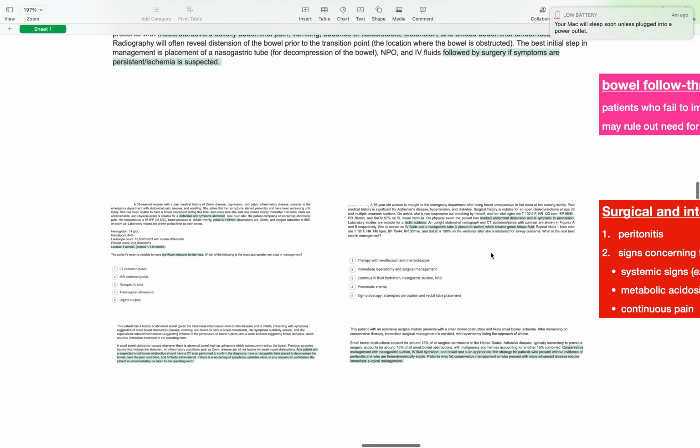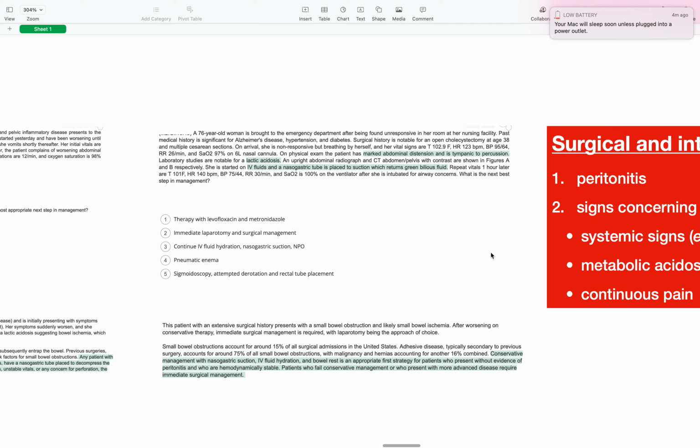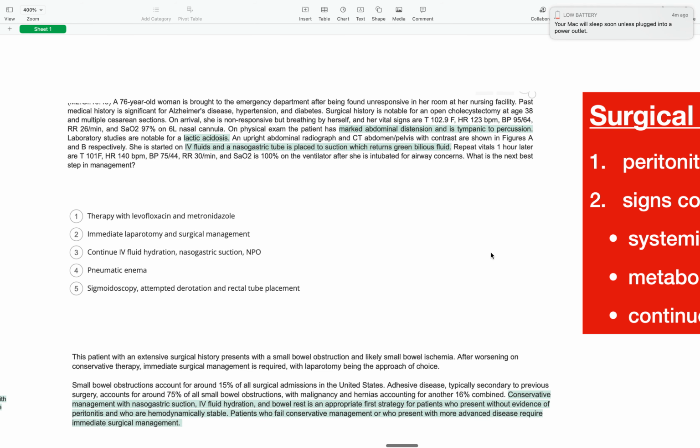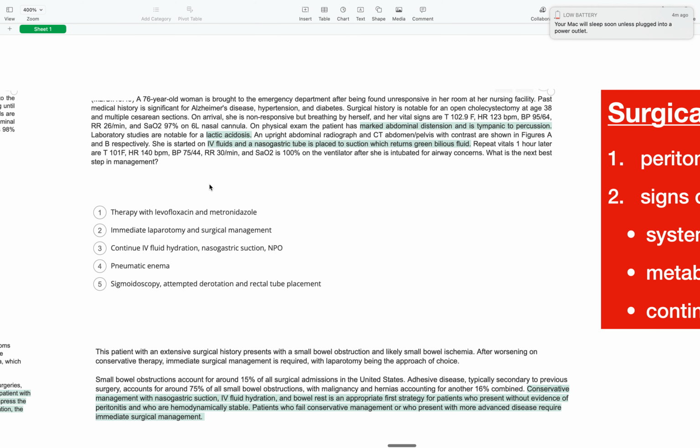So this is how these are managed. Now let's go through a question like this, where the patient will need surgery.